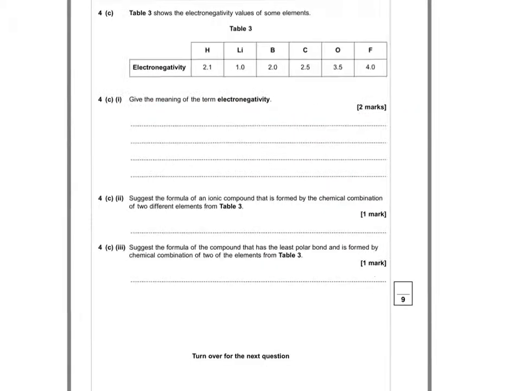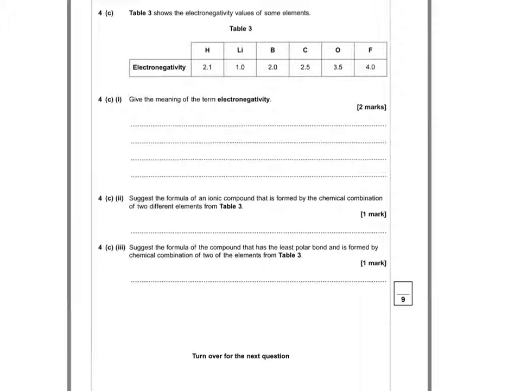Okay, next part. Part C. Give the meaning of the term electronegativity. This is a definition that you've just got to learn. I'm not going to write it out again, it's in the mark scheme. The power of an atom to attract electron density towards itself in a covalent bond. Learn it.